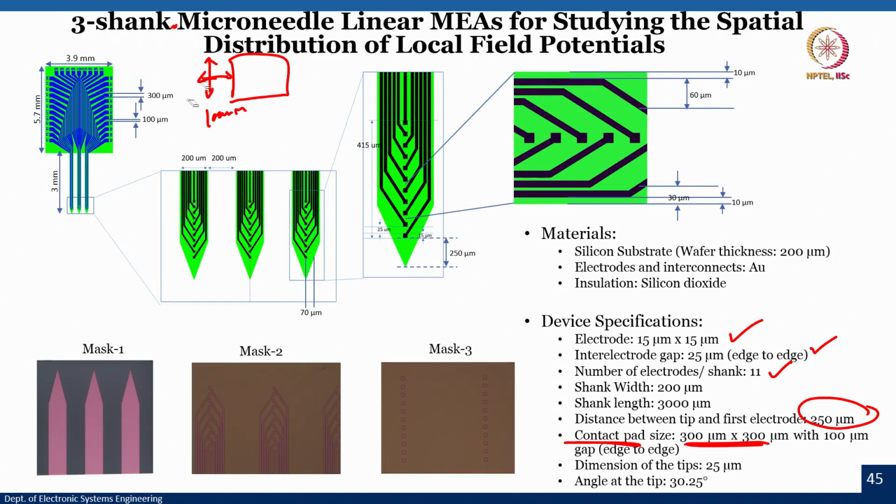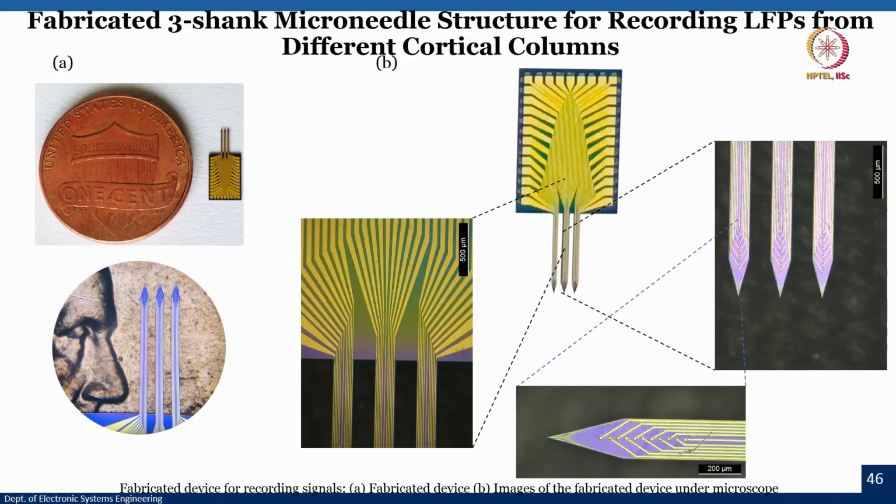So these are the specifications of this micro electrode single shank. Now we have 3 shanks here, so we can cover a larger area. This is an actual photograph. As you can see, we have placed the 3 shank microelectrode structure against one cent to show the size, and you can appreciate how small these needles are. If you have ever seen a 1 cent coin, you will know this is really tiny.